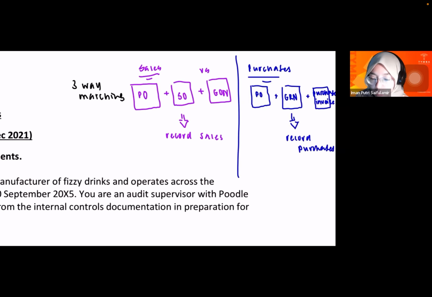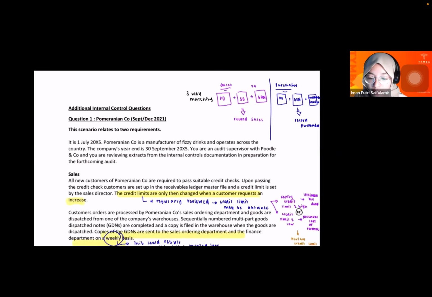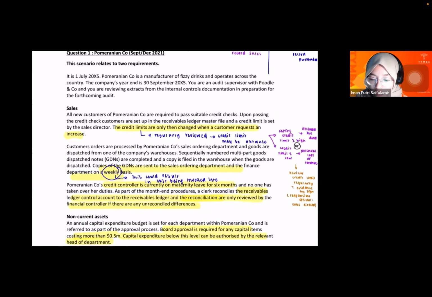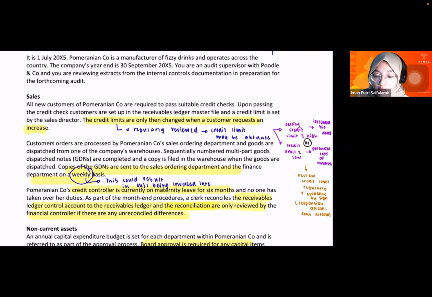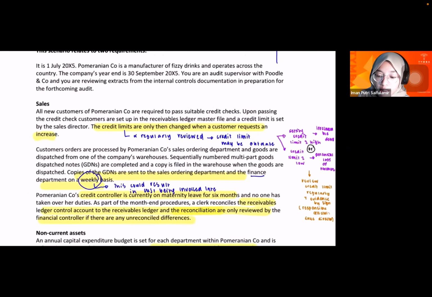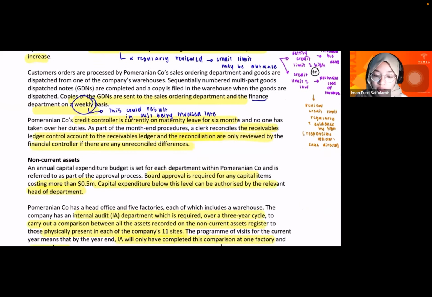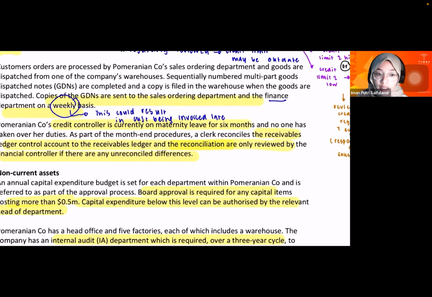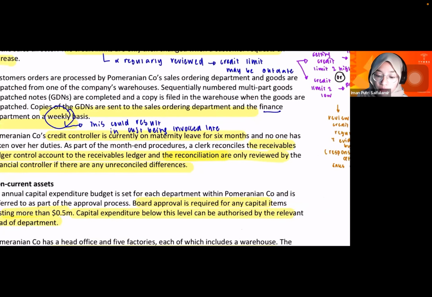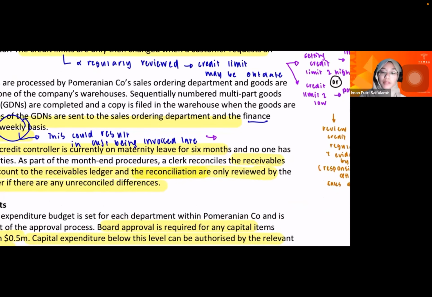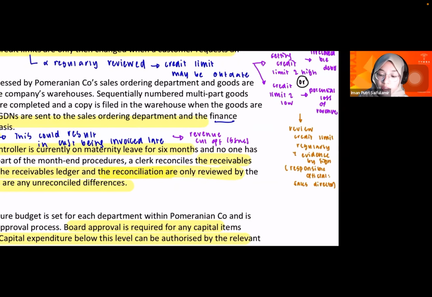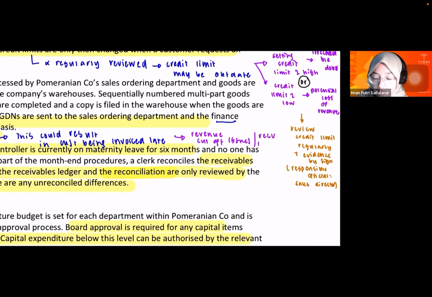Alright, so basically that's why when the GDN is not sent to the finance department, they cannot actually record the sale and they will not invoice the customer, send the sales invoice to the customer. Alright, so this could result in customers being invoiced late. So what is the general implication here? Okay, it may be that we have some revenue cut-off issues because there is a delay in the invoicing. Okay, revenue cut-off issues or maybe receivables and revenue may be understated.